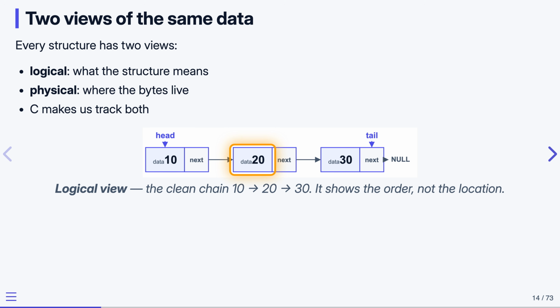An arrow leads from the first node to the second, which holds 20. A second arrow leads to the third node, which holds 30. After 30, the chain ends. It points at null, which just means nothing more comes after. So the logical view is a clean chain, 10, 20, 30. Next, let's see where those bytes really live.